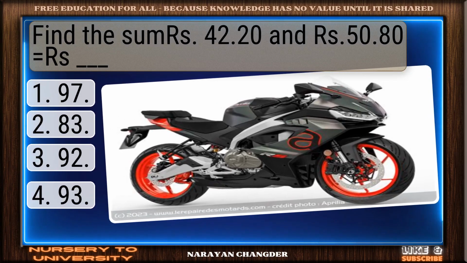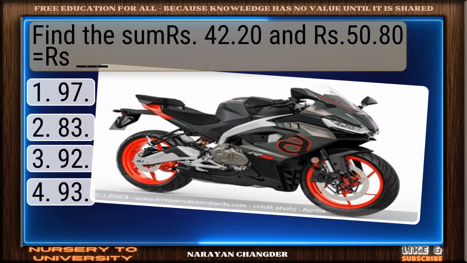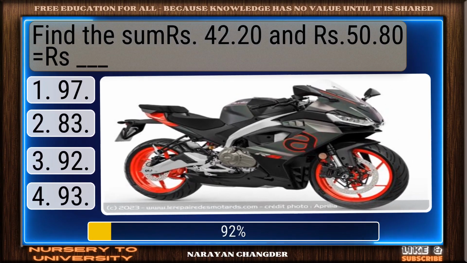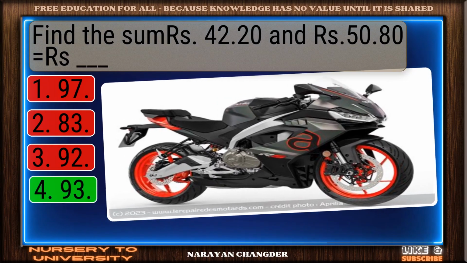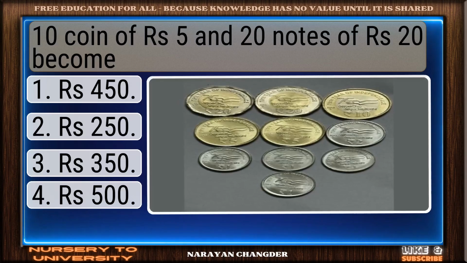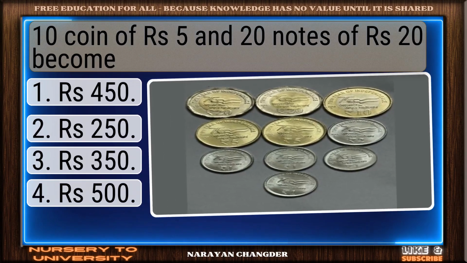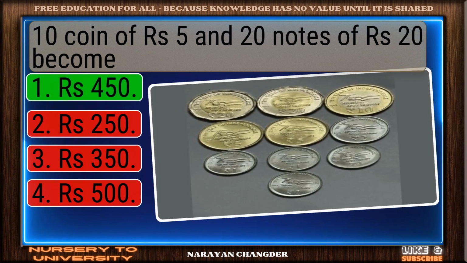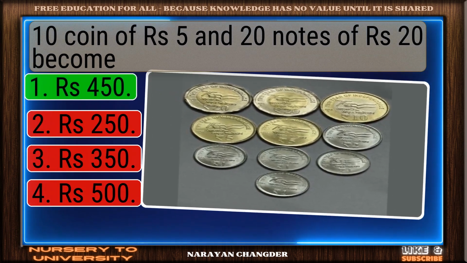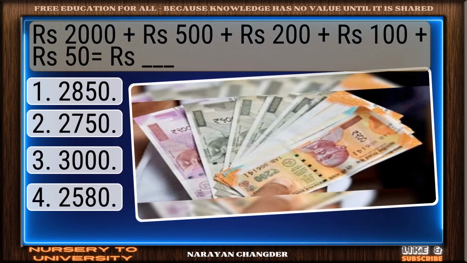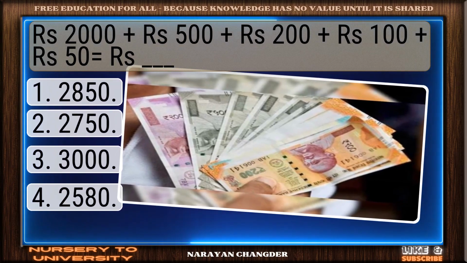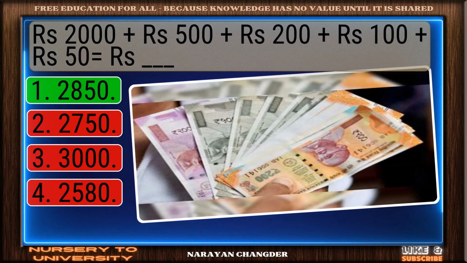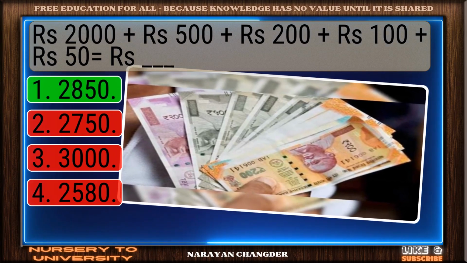Find the sum 4 to 20 and 50, 80 equal to dash. You chose 93, and it is correct. 10 coins of Rs 5 and 20 notes of Rs 20 become. Sharp thinking. Rs 450 is the right choice. Rs 2000 plus Rs 500 plus Rs 100 plus Rs 50 equal to Rs dash. Strong choice. 2850 is the right answer.